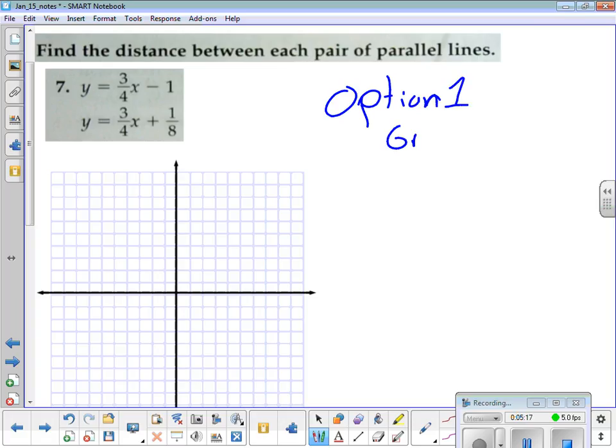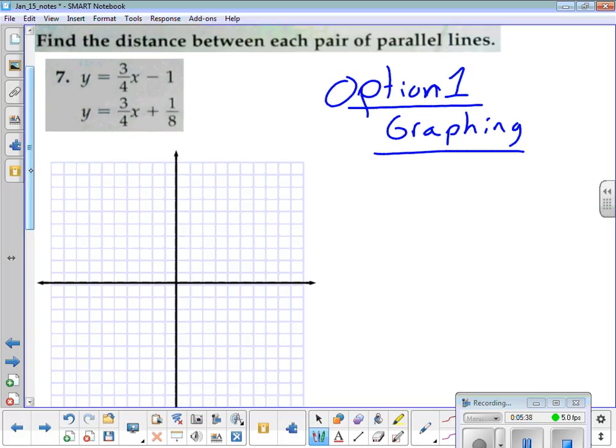Is the graphing option. So what we do in option 1 is we graph the two lines and we get a point on one of the two lines, and then we do like we just did and we find all that information from it. Okay, so let's try that real quick.